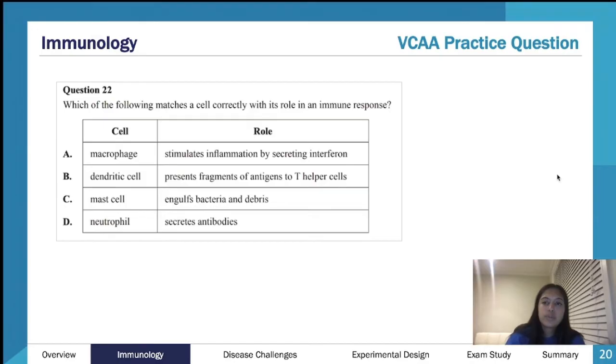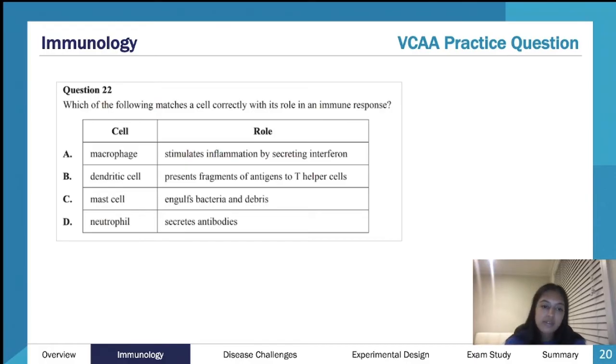Okay, so we'll work through a little practice question. Which of the following matches a cell correctly with its role in an immune response? We're working through a process of elimination here. Macrophage stimulates inflammation by secreting interferon. No, because the cells that secrete interferon are your virally infected cells. Dendritic cell presents fragments of antigens to T helper cells. That sounds about right, because remember that dendritic cells are a really good APC, an antigen presenting cell.